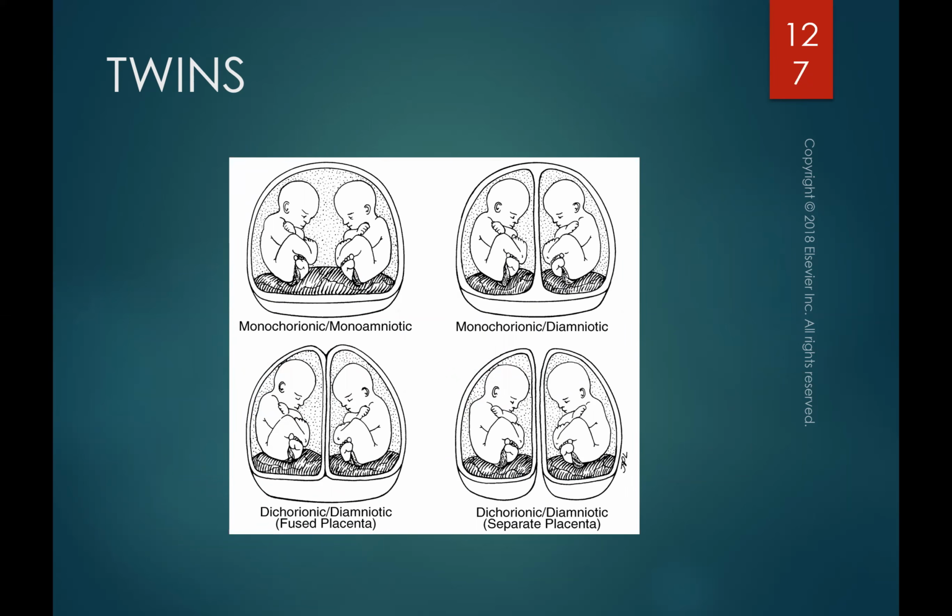One more picture of the twins, and we'll talk about twins a little bit more in depth later, but just kind of talking about their placentas right now. Sharing, least safe. Monochorionic, diamniotic, those are most of the time identical. Dichorionic, diamniotic, most of the time they are fraternal.